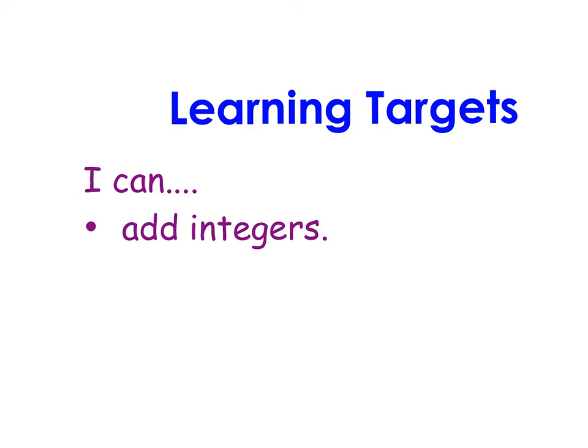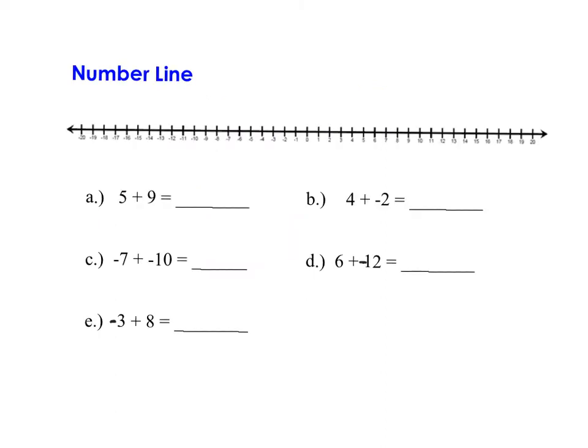In this video, we're going to focus on learning strategies that will help us to add different signed integers. If you look at the screen, you're going to notice that we have 5 different problems that contain signed numbers being added. In part A, we have 2 positives. In part B, we have 1 of each. Part C, 2 negatives. Part D, 1 of each. And part E, 1 of each.